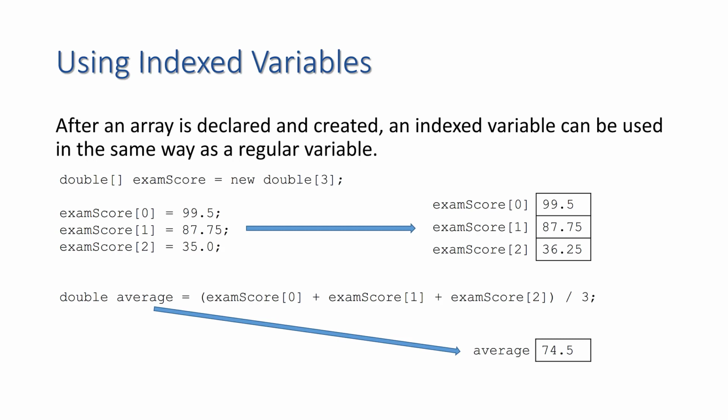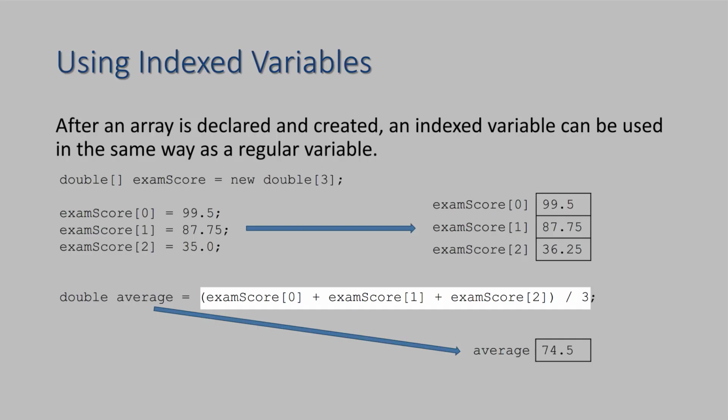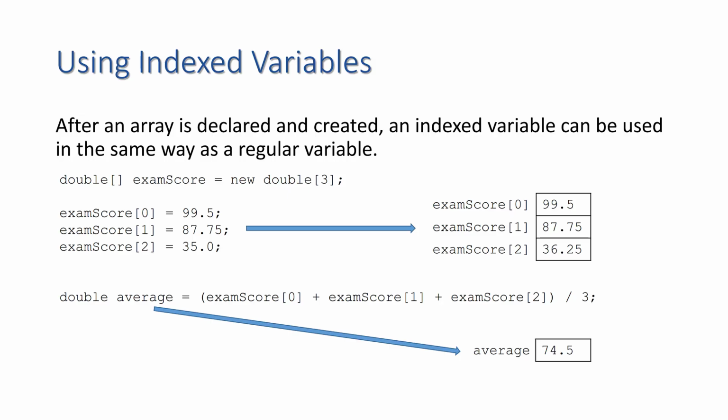Once an array is declared and created, the index variable can be used in the same way as a regular variable. The average of the array elements is computed as the sum of each of the elements divided by 3.